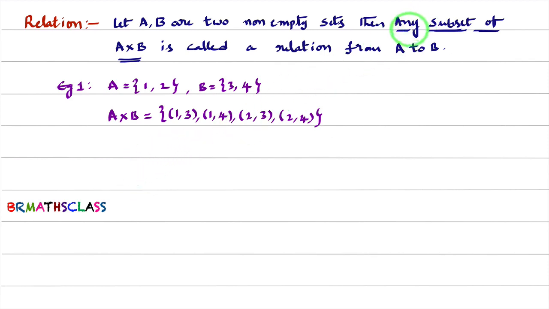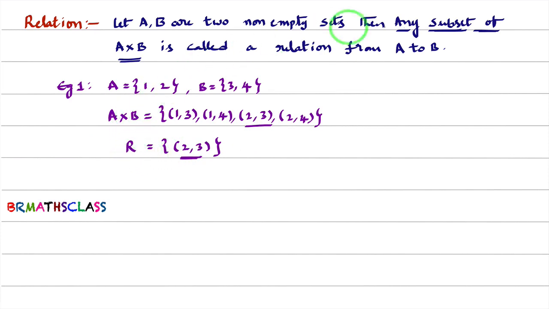Now what we need to understand is that any subset of A cross B is called a relation from A to B. I'll write a subset of A cross B and name it R. You see here, I'm taking R like this. In this set, how many elements are there? Only one element, the ordered pair (2, 3). Is the ordered pair (2, 3) present in A cross B? Yes, it is. What does it tell? It tells that R is a subset of A cross B. All the elements present in R are present in A cross B. That's why R is a subset of A cross B.